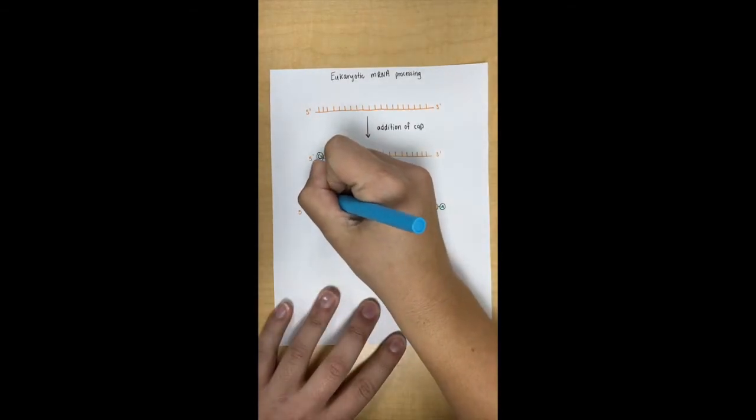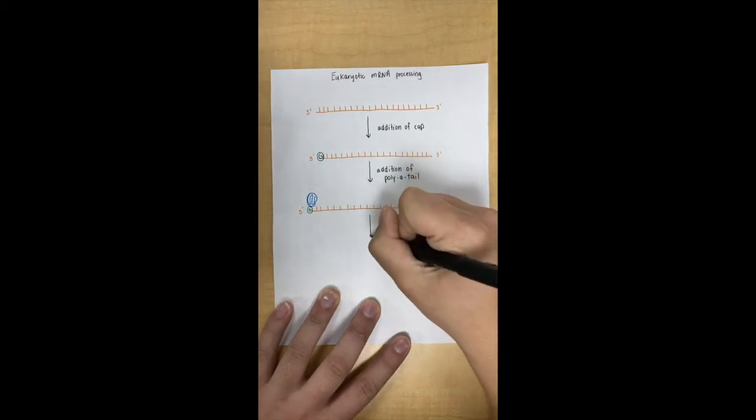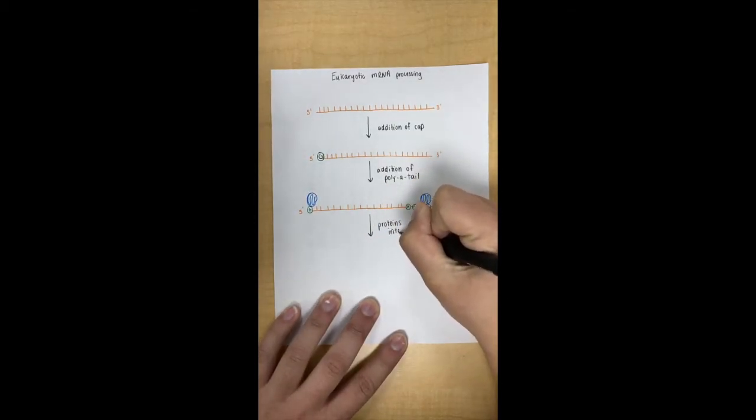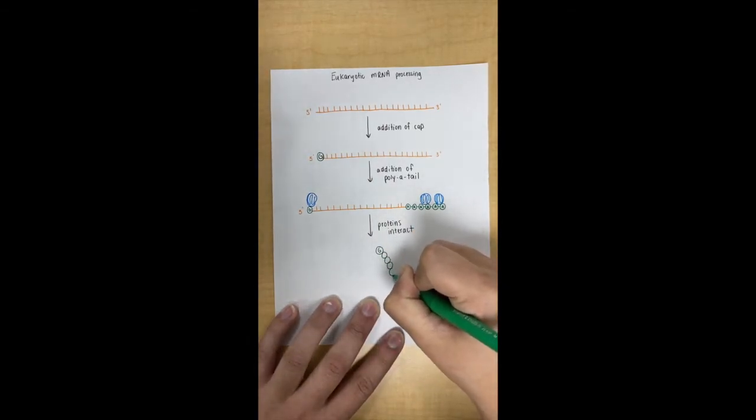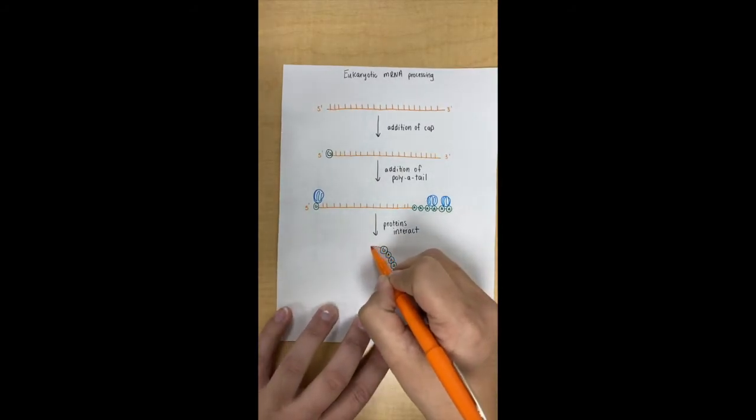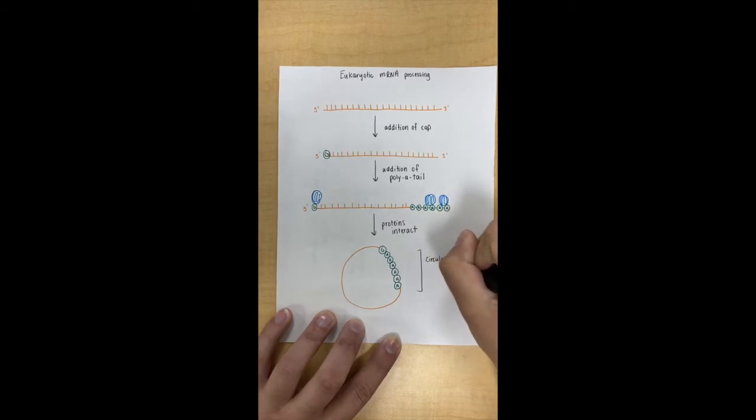These two modifications result in the mRNA being more stable and allow it to exit the nucleus. Proteins that are recruited to the 5' cap and the poly-A tail interact and cause the good, genuine mRNA to circularize. This tells the cell that it's dealing with a good, fully processed mRNA.